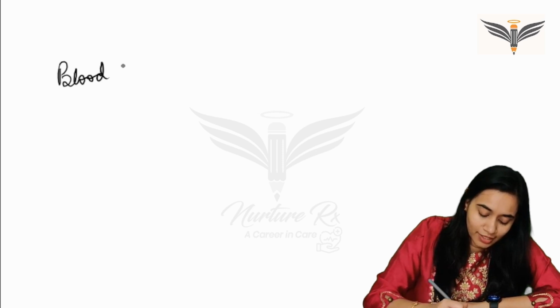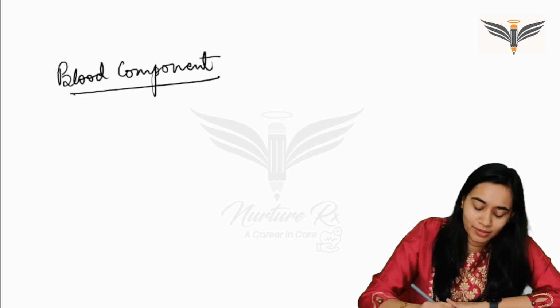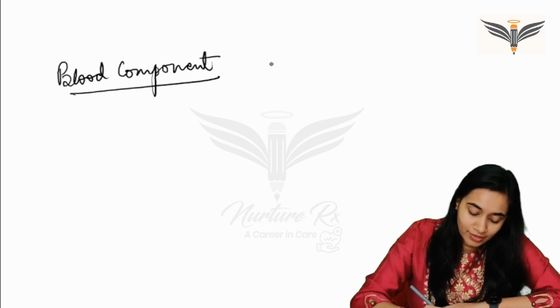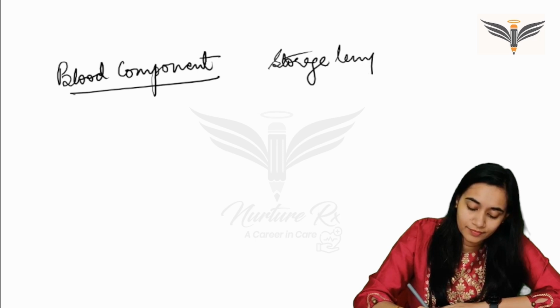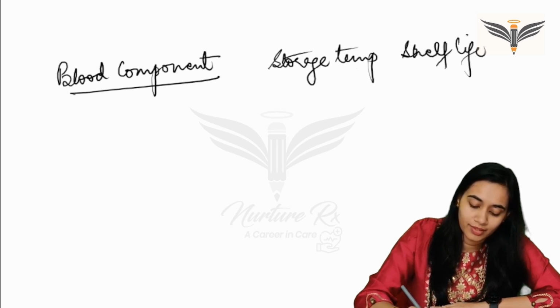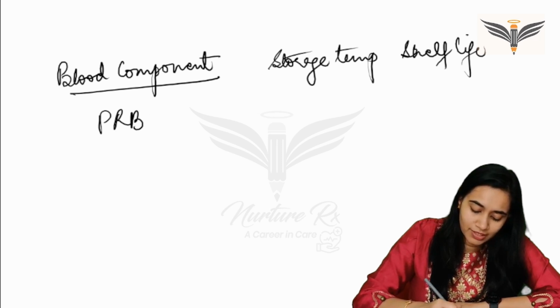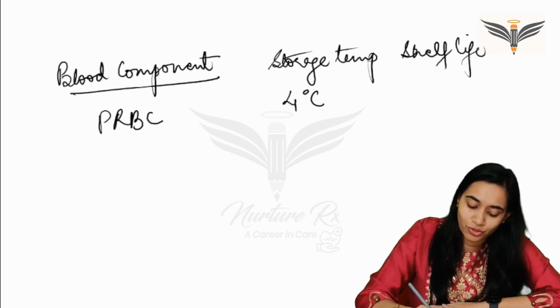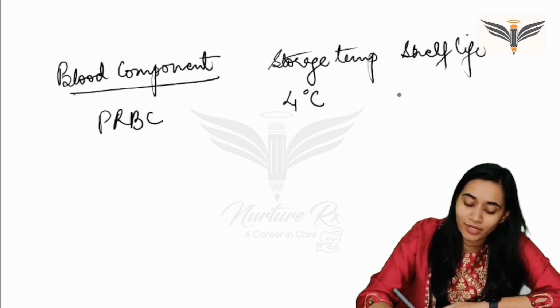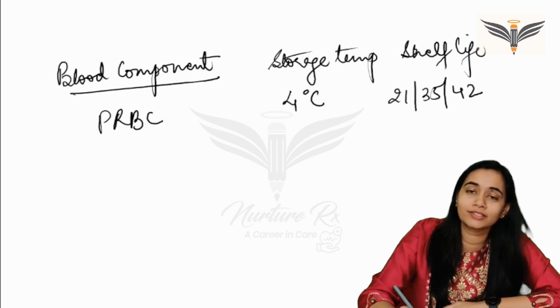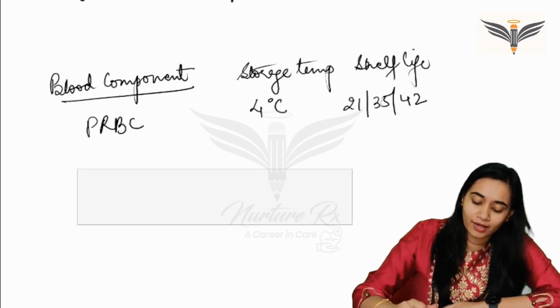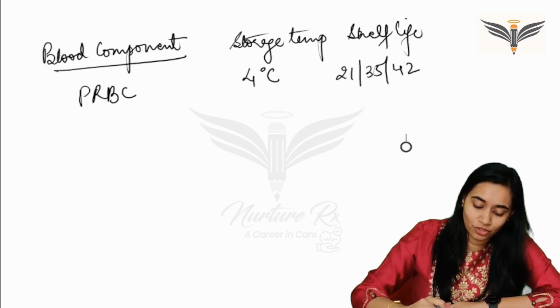This is the table that you have to always remember in this topic. So the blood component that we have, the storage temperature and the shelf life, right? So for PRBC, we know the storage temperature is 4 degrees centigrade and the shelf life is again 21 days or 35 days or 42 days depending upon the additive solution.